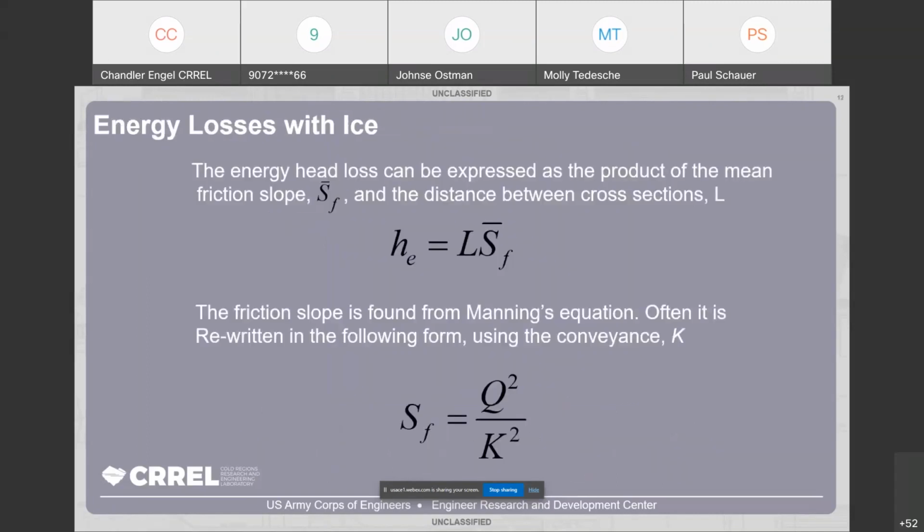So we can state the energy head loss or friction head in terms of the friction slope and the distance between the sections that we're evaluating. So the friction slope can be defined using terms in Manning's equation. We here state that the friction slope equals the discharge squared over the conveyance squared. So that's the equation there on the bottom. So it's kind of an odd looking form, but it makes solving the equations easier. We haven't mentioned what conveyance is yet, though, what this K term is. So let's do that now.